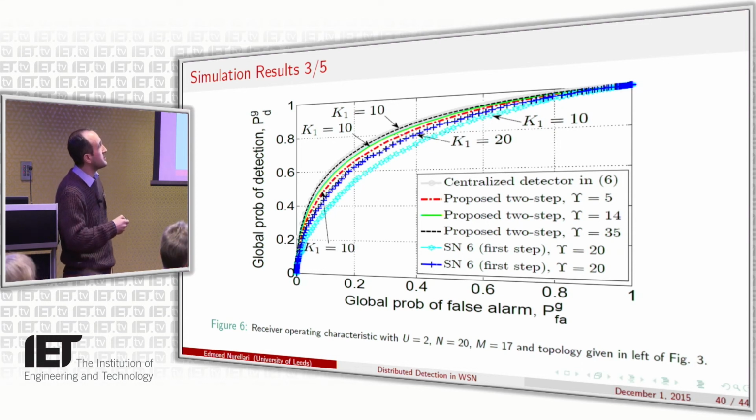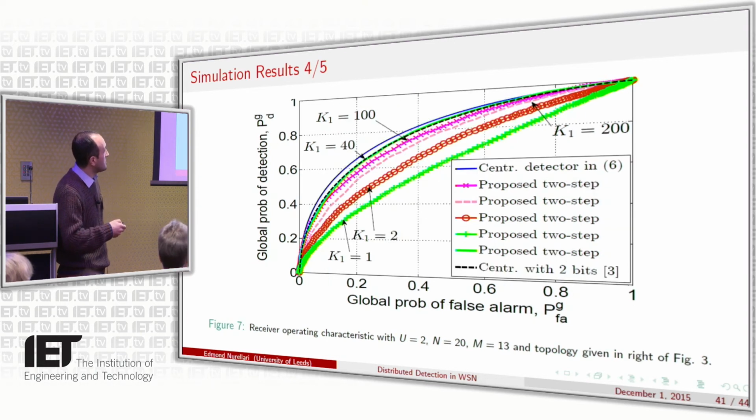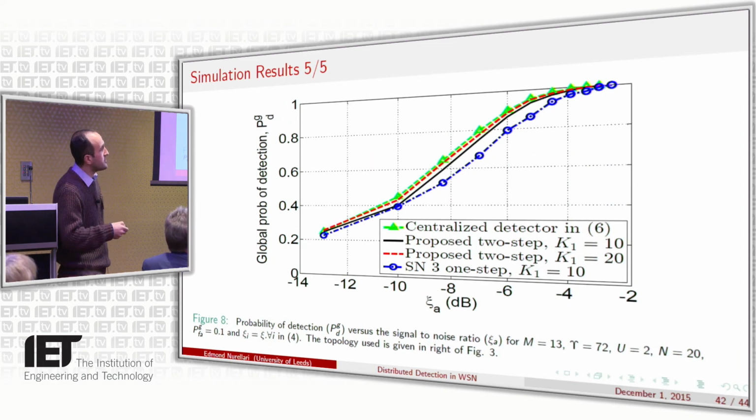Sensor node 6 is taken here for comparison purposes because it has the best probability of detection among all the sensor nodes that we have chosen. Here we have the centralized detector, our proposed two-step, and the centralized with 2 bits. Again, this approaches the effective upper bound. We now vary the average sensor SNRs, and this is the global centralized detector, and this is our proposed two-step with K1 equal to 20. Effectively, we need just 20 iterations, and our algorithm converges to the centralized detector.